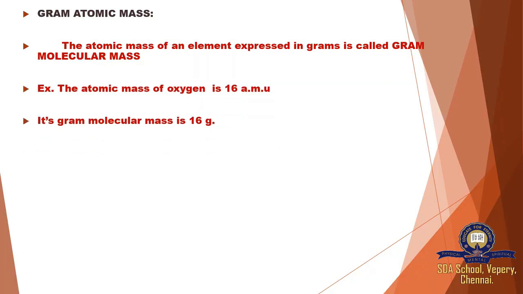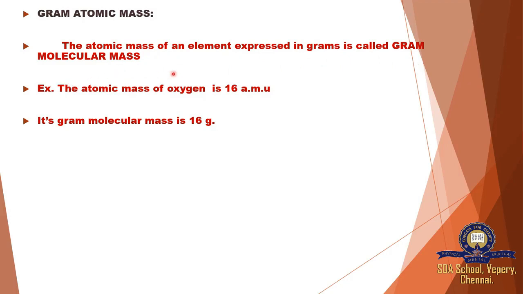Our next topic is gram atomic mass. The atomic mass of an element expressed in grams is called gram atomic mass. Previously we represented atomic mass in AMU, atomic mass unit. Now we are expressing it in grams, so we call it gram atomic mass.